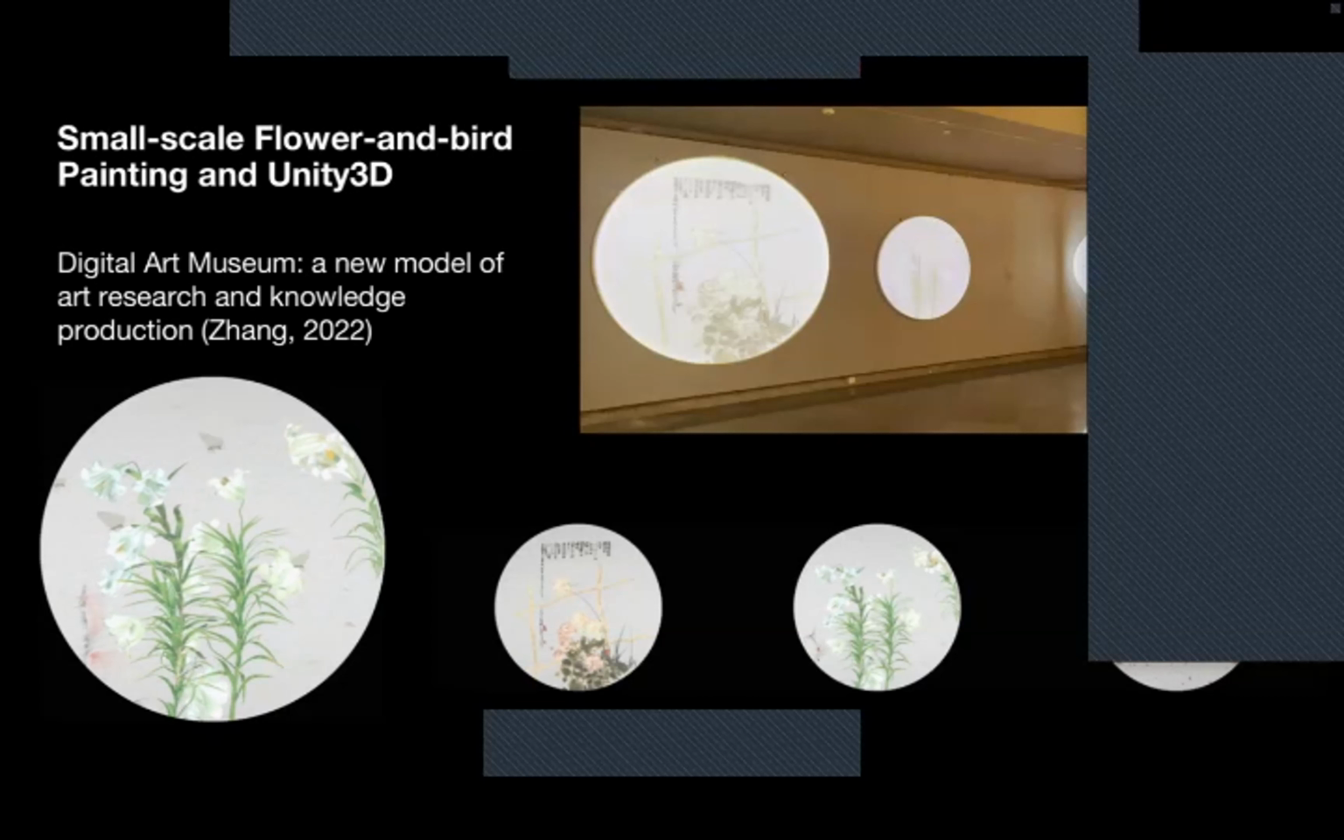So in this way, these form a continuous linking effect. And using this linking, each painting is no longer an independent piece of data, but rather a set of interrelated structures that convey different information and knowledge to the audience. So as the museum professional suggests here, in this way, digital art museums provide a new model of art research and knowledge production.